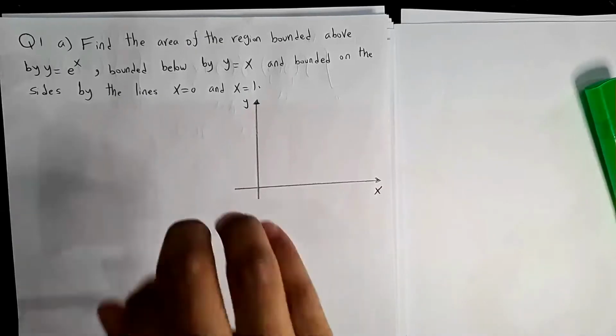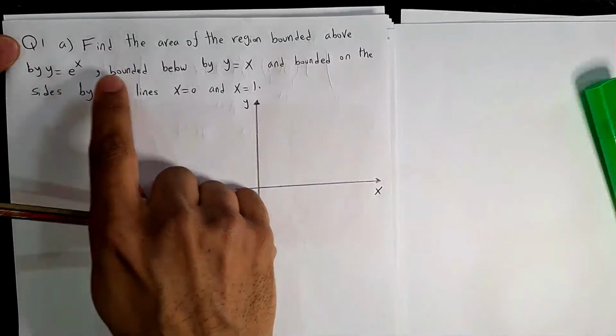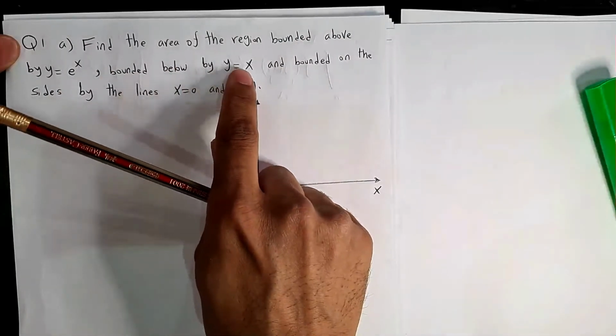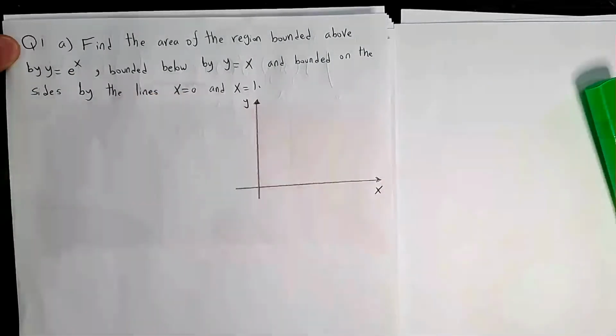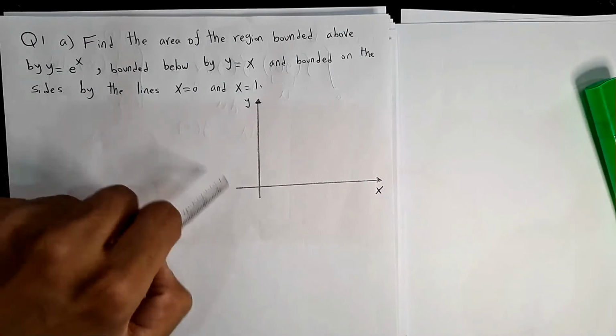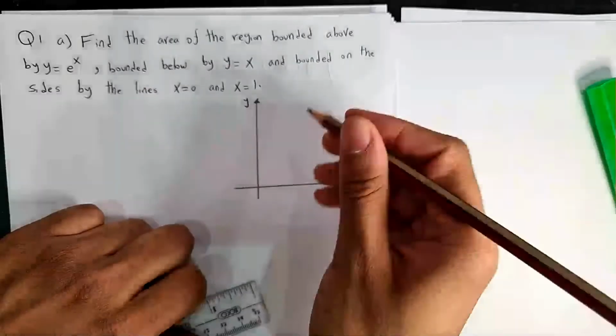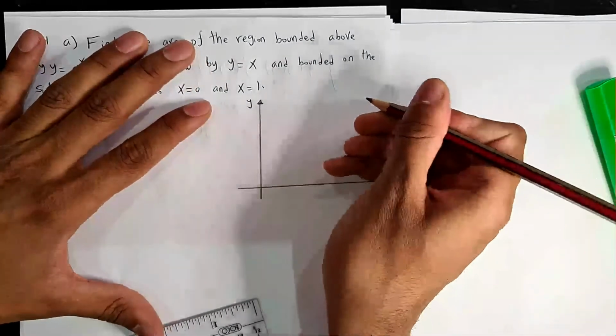Question 1, part A. It says find the area of the region bounded above by y equal e to the x, bounded below by y equal x, and bounded on the sides by the lines x equal to 0 and x equal to 1. First, you need to draw the region. This is step number 1. How can we draw y equal e to the power x? I think you know this from prep. It's like in Arabic, the letter Raa.